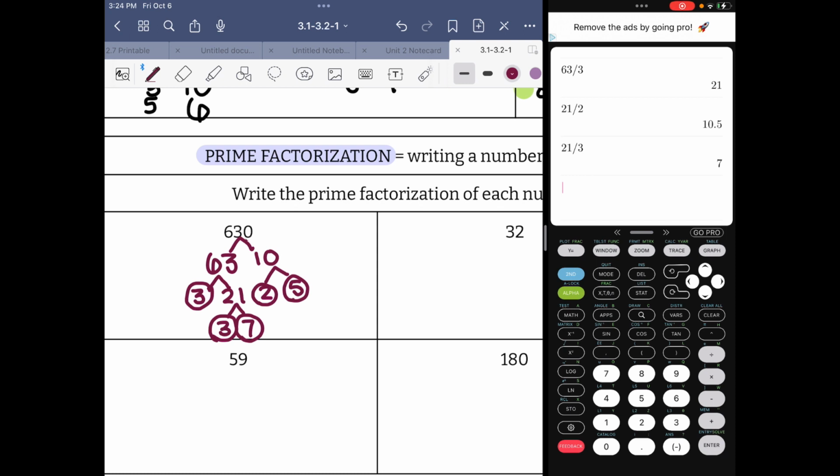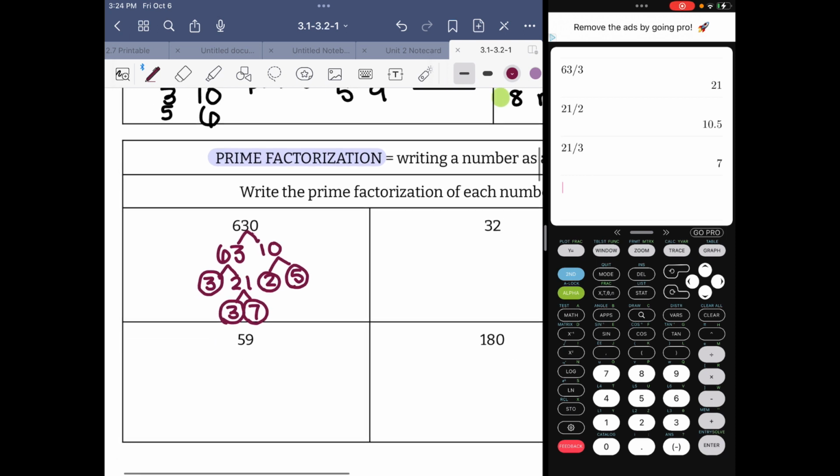So now what we do is we write the product. We say that 630 is the same thing as 3 times 3 times 7 times 2 times 5. All of the numbers that I circled. Sometimes there's only going to be 2 numbers. This time there was 5. Then what I want you to do underneath, we don't want to list the 3 twice. 3 times 3 is the same thing as 3 squared.